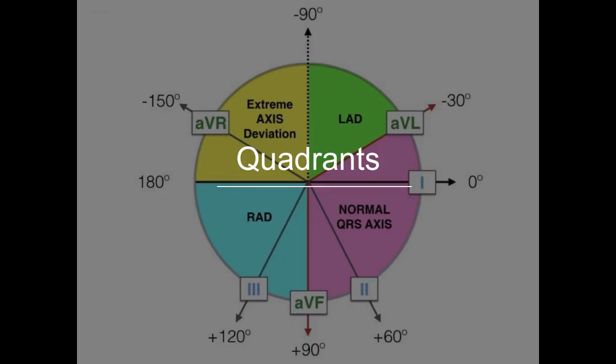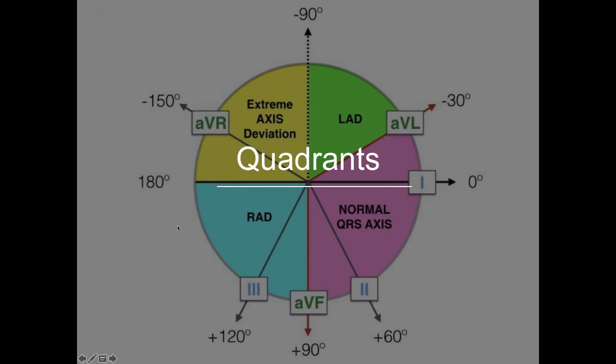Now the very first thing we're going to do is find our quadrant, and yes, there are 4 quadrants. We've got your normal quadrant, and if we look at this, kind of down into the left. Look at that, right down here is your normal axis area. We've got left axis deviation, LAD, left axis deviation up here. There's a little bit of overlap here. We're going to get to that later. But we've got left axis deviation up here. We've got right axis deviation right down here.